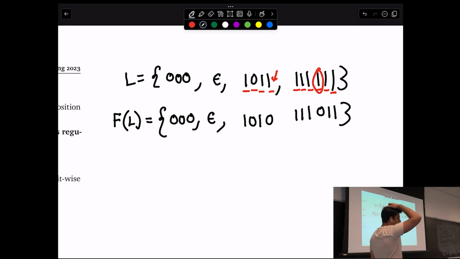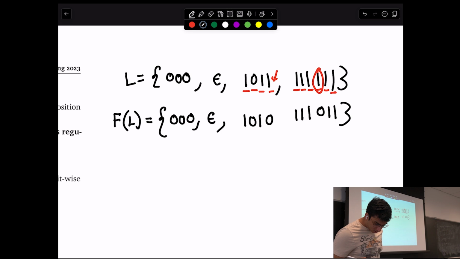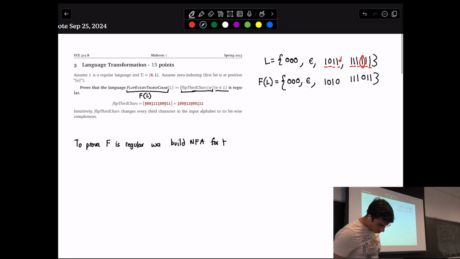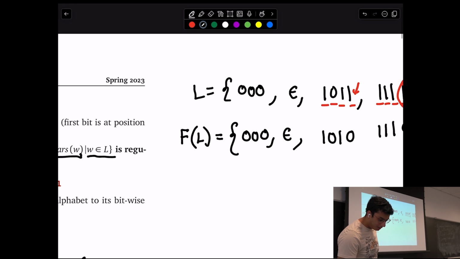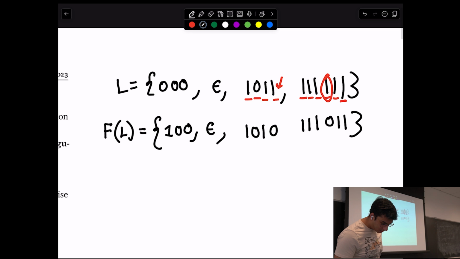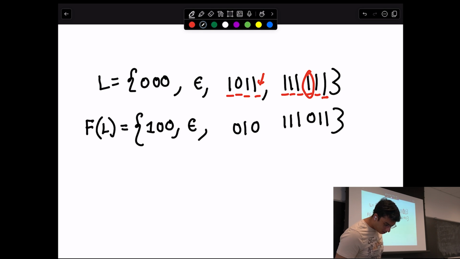Yeah? Don't you flip the 0 too? Yeah, I do. Wait, where? For all the strings. In the example they gave, they flipped the 0 with a bit. Okay, cool, we'll do that. Thanks. So this was 0, this is 1, and then this is 0. And the last one as well.